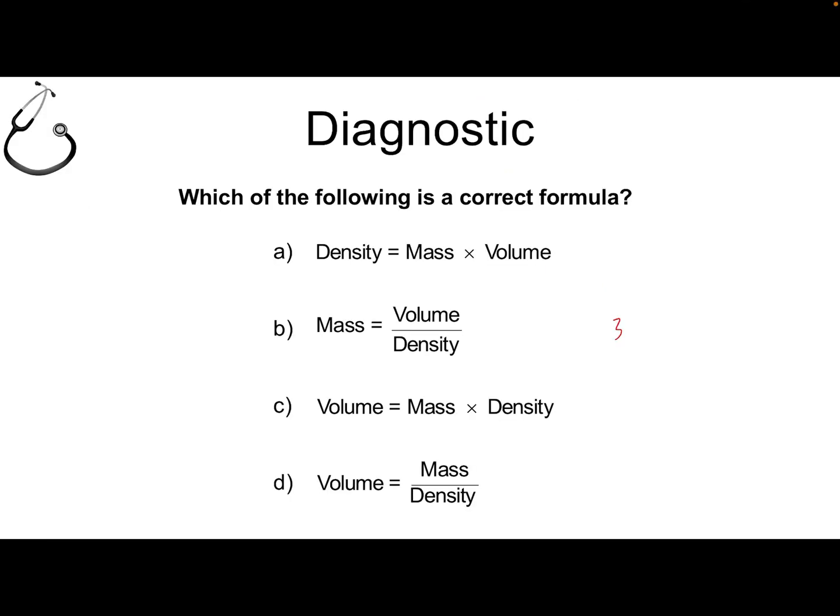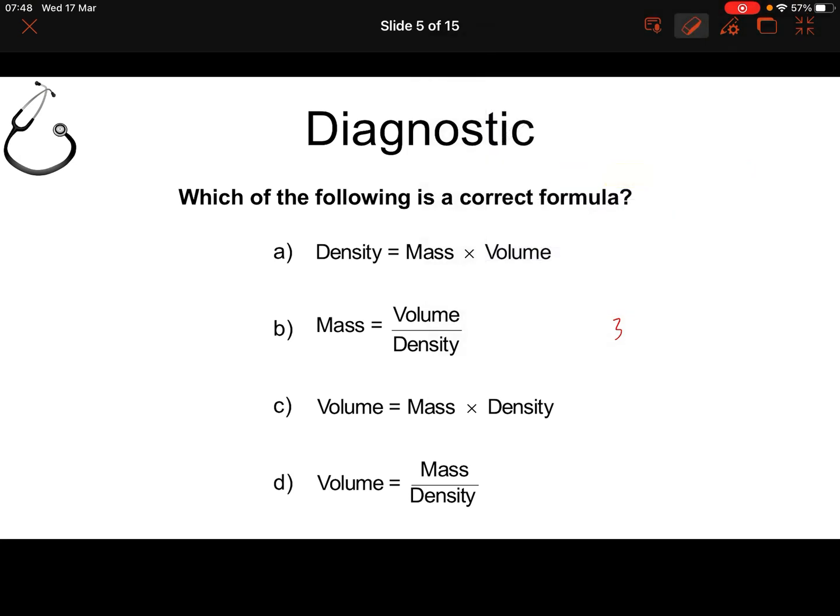Right, so just a quick check. Which of these is the correct formula? Stop your video and see if you can get it right. Okay, so remember your little triangle, that will help you get it right. Density equals mass divided by volume. So density definitely doesn't equal mass times volume. Mass doesn't equal volume divided by density, it's volume times density. Volume equals mass times density. Nope, that's wrong. Volume equals mass over density. That's the one that's correct. Okay.